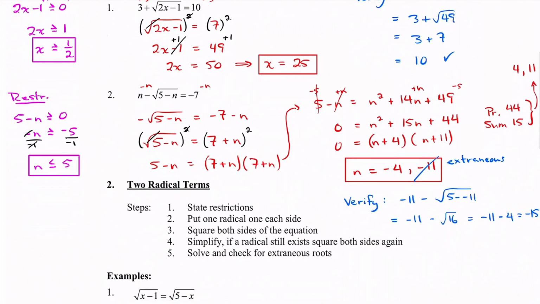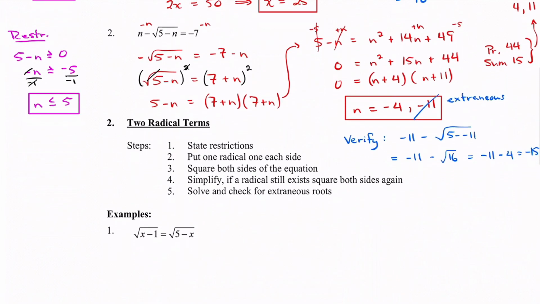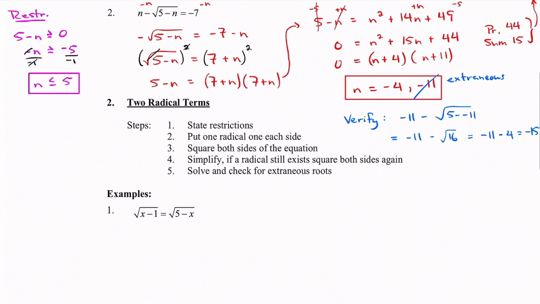Moving to the next thing here, and these ones are going to be a little bit more difficult because there's going to be two radical terms. So step 1 is still going to be the same. We're going to state restrictions. Step 2, we're going to put one radical on one side and one on the other side. So that's where it gets a little bit different. And then what we do is we square both sides, and then after that we're going to simplify. If there's still a radical, we're going to have to square it again to get rid of that radical. And then step 5, exact same as before, we're just going to solve it and then check for extraneous roots.